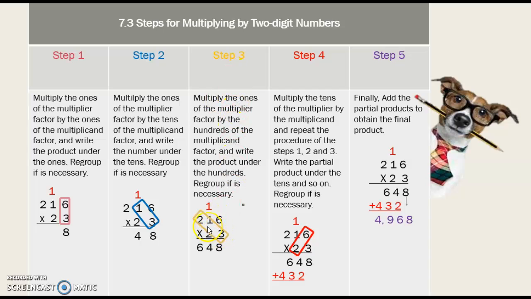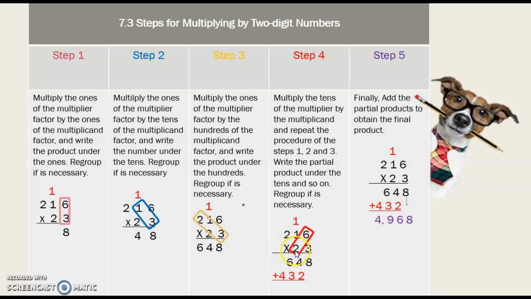Multiply the ones of the multiplier factor by the hundreds of the multiplicand. We are going to multiply 3 by the hundreds of the multiplicand, and it is 6. We place the result in the hundreds position, in the hundreds, okay?